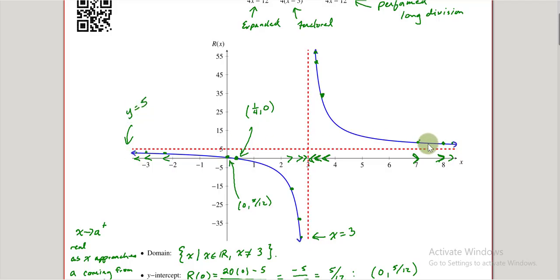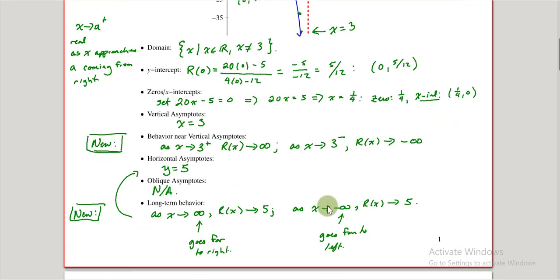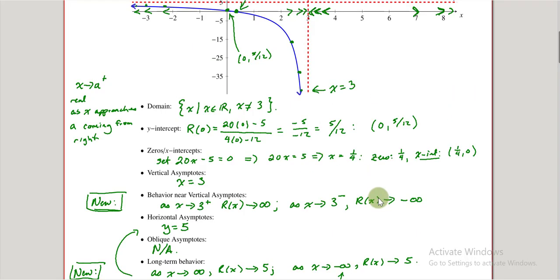And I know you're used to doing this just because you see these dashed lines. But what we're now doing, which is new content, is we're using this arrow notation to help us describe both the vertical asymptotes and the long-term behavior. And so we'll see this in the next video.